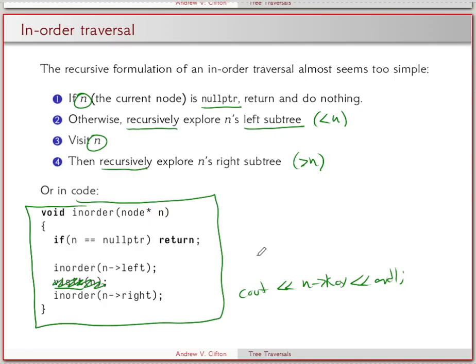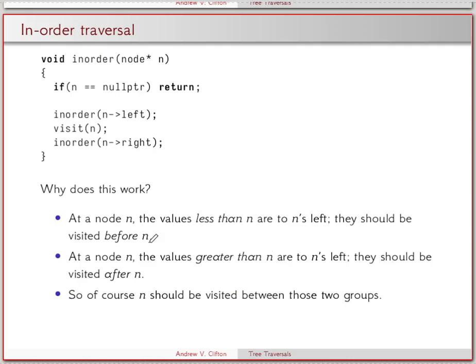So that's the code. But how does that work? Well, if we're looking at a node n, where are the values less than n? They're to its left. So that's the stuff that we should do before n. Before we want to do the visit at n, we need to do all the stuff that is less than it, which is in its left subtree. And then, of course, values greater than n are to n's right, not left.